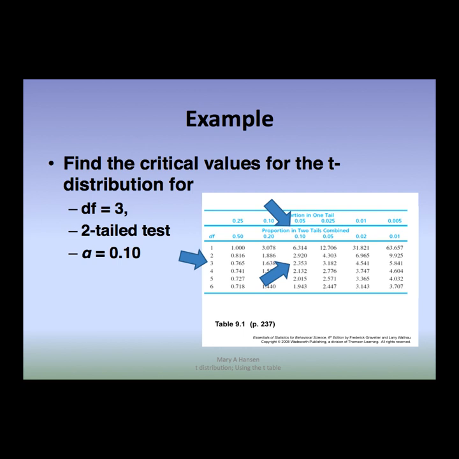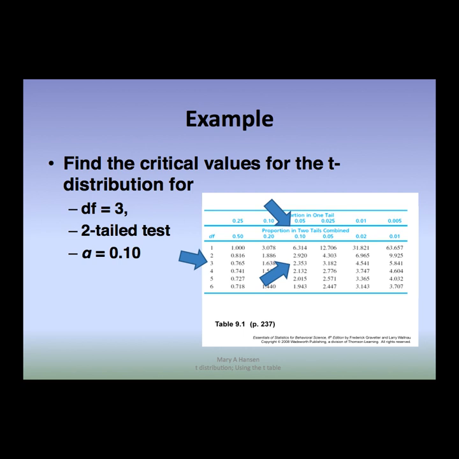This is an example of finding a critical value for the t-distribution where the degrees of freedom are 3. We are looking for a two-tailed test and the alpha value is set at 0.10. The first thing to do is locate the degree of freedom 3 row. This is the row of the t-table that the critical value will come from. The next piece of information to note is that we are dealing with a two-tailed test. Therefore, we want to look in the proportion in the two tails combined column. The alpha value that is chosen in this problem is 0.10.